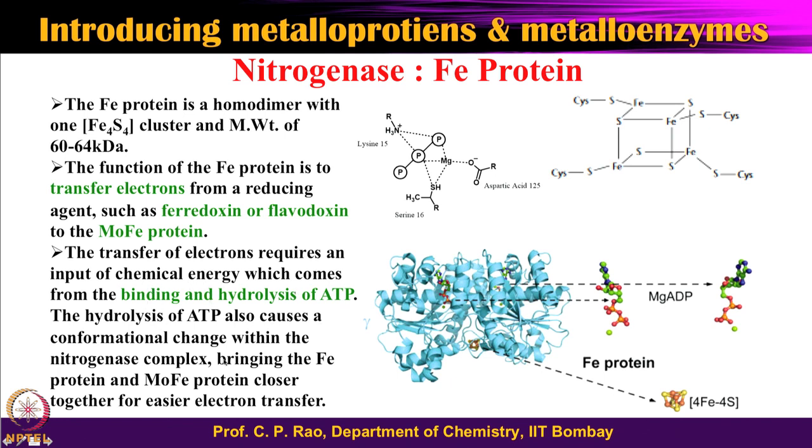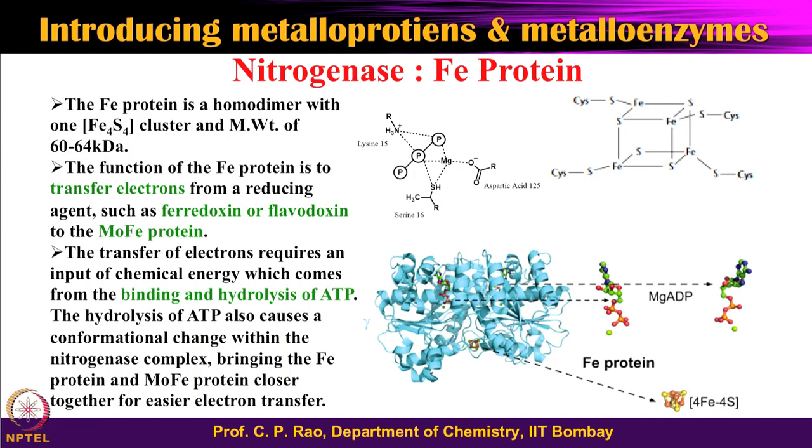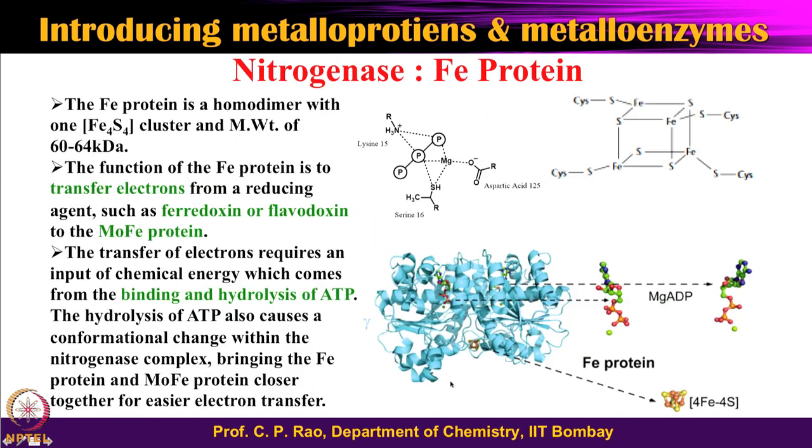Okay. So therefore, the important components of the iron protein are the iron sulfur cluster and the magnesium binding ATP and ADP site. This is the top portion in the previous figure, and that is what we are looking at. So we will continue with this particular protein nitrogenase in the next class. Thank you very much.